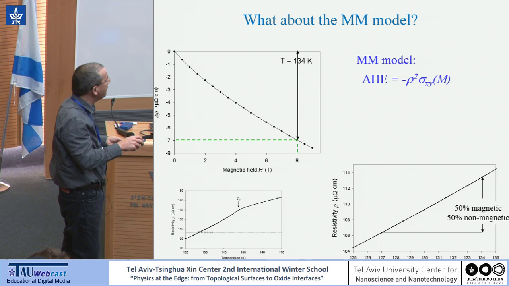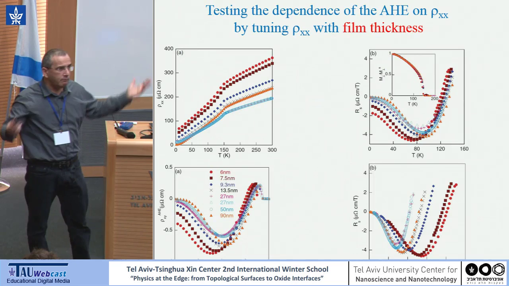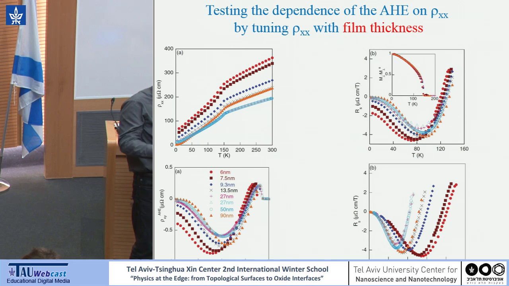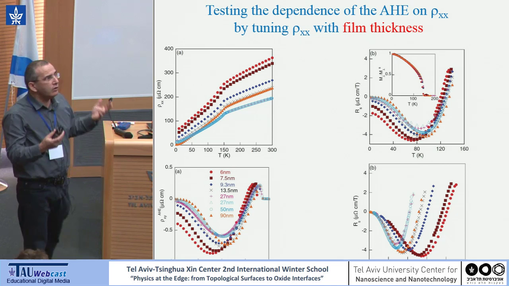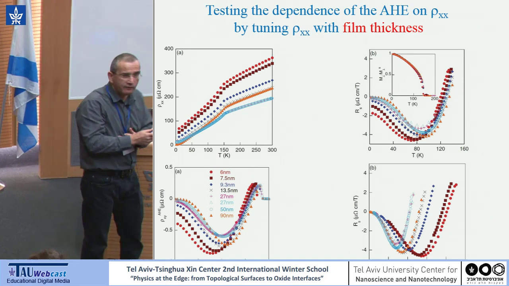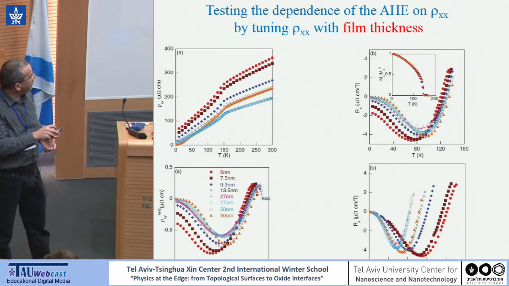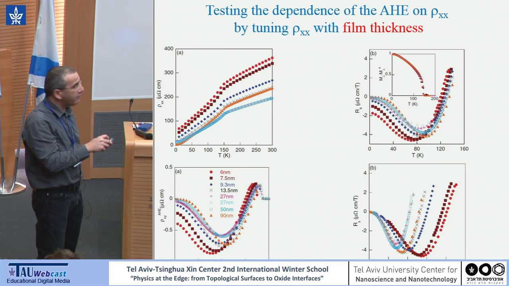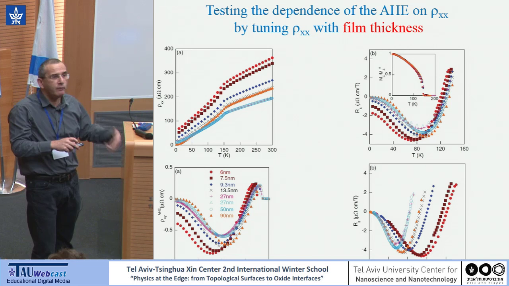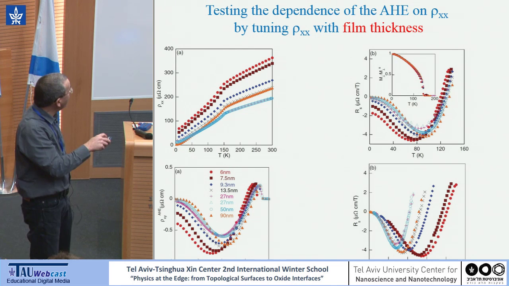If we want to check this assumption at many other points, we want to look at different films with different resistivities and see if the anomalous Hall effect scales with resistivity. But if you want to change resistivity a lot without making your sample more disordered, without ruining your sample, one way to achieve it is to look at much thinner films. Because if you go to ultra thin films, then you increase the resistivity, you increase the scattering, but at the same time, you are not introducing disorder into your film. So that's why we looked at what happens if you take a series of films with different thicknesses.